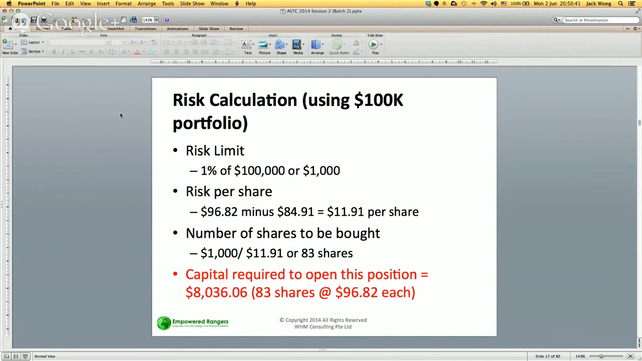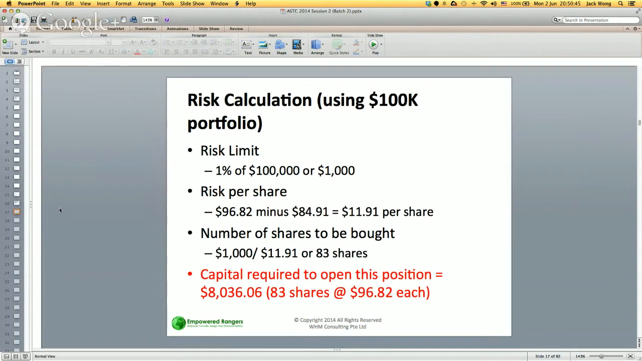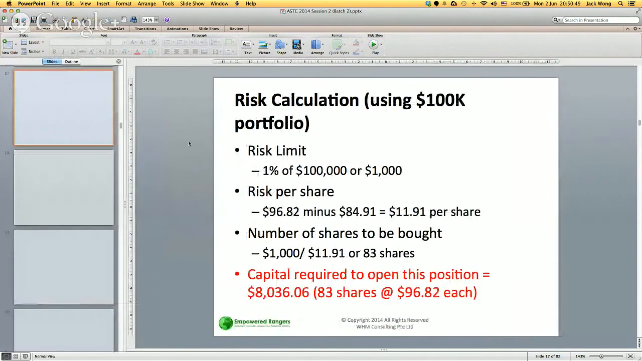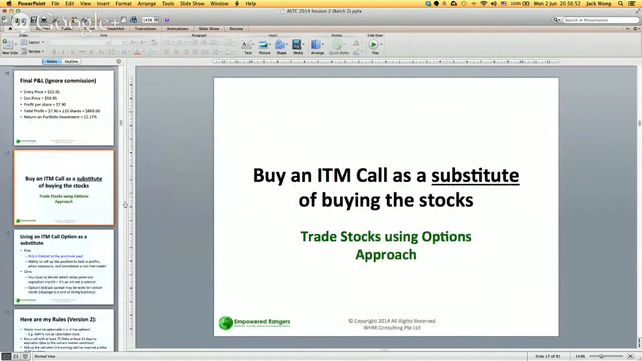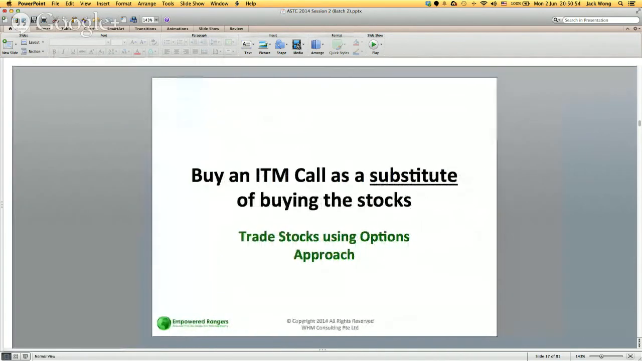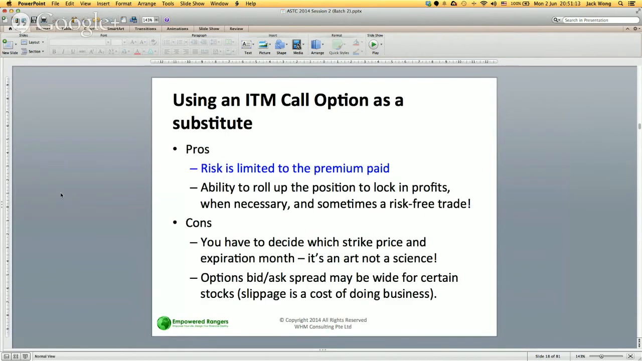Now let's look at something here. Let me see. This slide shouldn't be here. This slide belongs to the last batch. The next slide is supposed to show you the in the money call as a substitute for buying the stocks. Now we are going to look at this strategy called the in the money call. Why do I call it in the money call? Let me explain. First of all, why do we even look at this strategy?